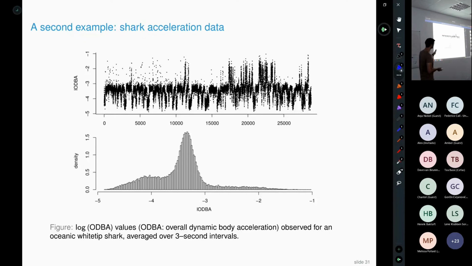But it's very clearly 3 different behavioral modes. If you look at the time series, also if you look at the histogram of these observations, the overall dynamic body accelerations, even from the histogram, you can kind of guess that there must be 3 behavioral modes. This here would be the behavioral mode corresponding to the probably normal swimming. And all here in the right hand of the distribution, you have all these bursts in activity. And this is here, those lower values, whatever that actually is. I don't know, I'm not a shark person.